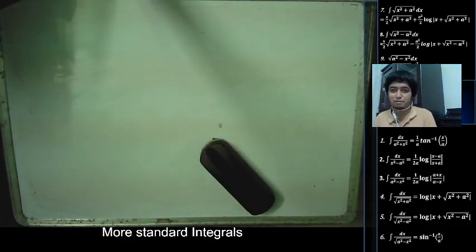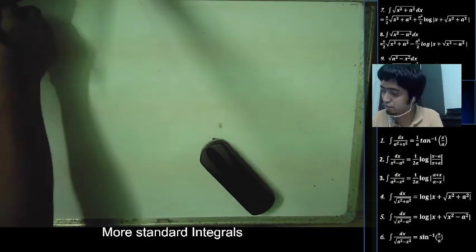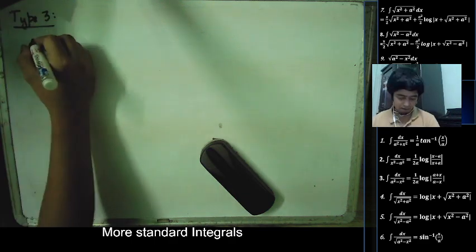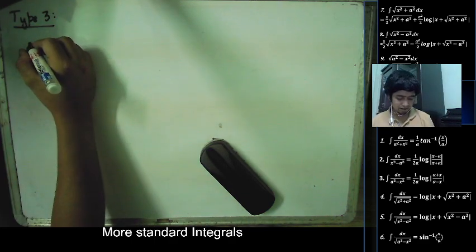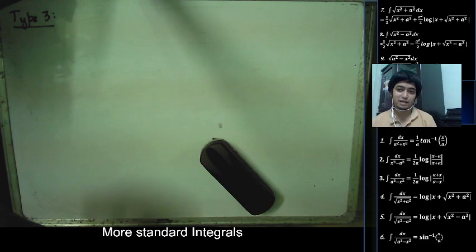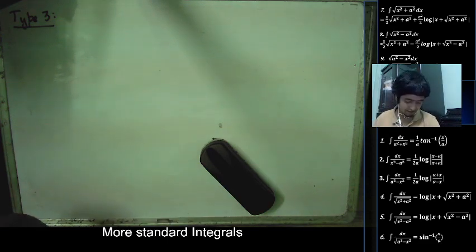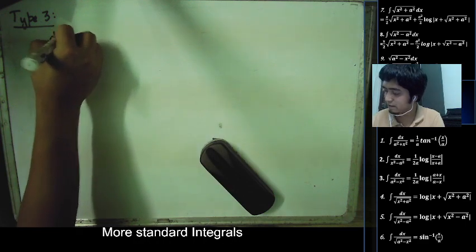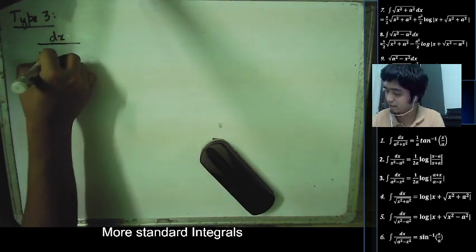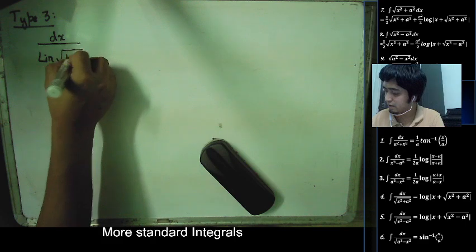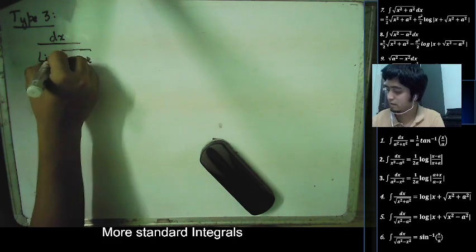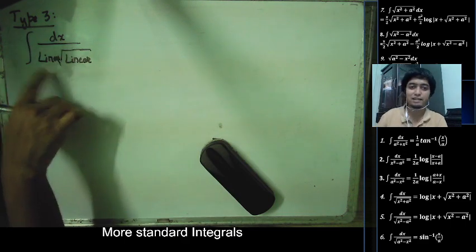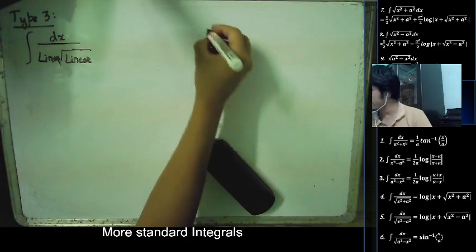What about type 3? In type 3 we still have a quadratic, but this time the quadratic is in the denominator. Let us see. Suppose we are having dx by linear, root linear. We are having this type of integral, dx by linear, root linear. We are not having any quadratic.